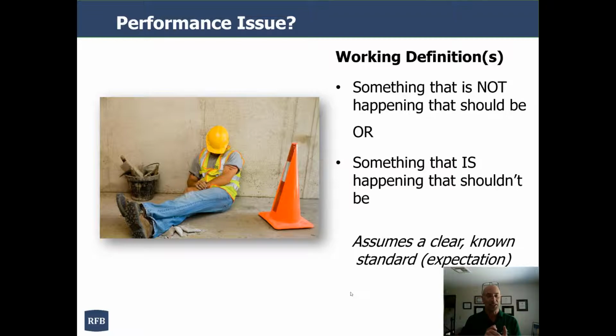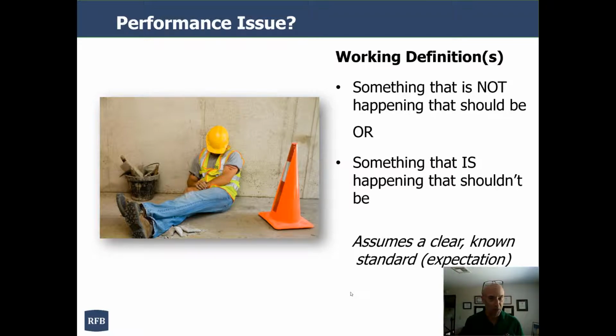Oftentimes, though, leaders get into a lurch because they see a situation like this and they go in guns a-blazing, sure that something's been done wrong. What does a good leader do in a situation like this? Well, of course, we'd step in, we'd have a conversation, we'd get more information if we didn't know where they were coming from. So the short answer to this situation, based on our working definition, is we don't know if it's a performance issue because we don't know if a standard has been violated.